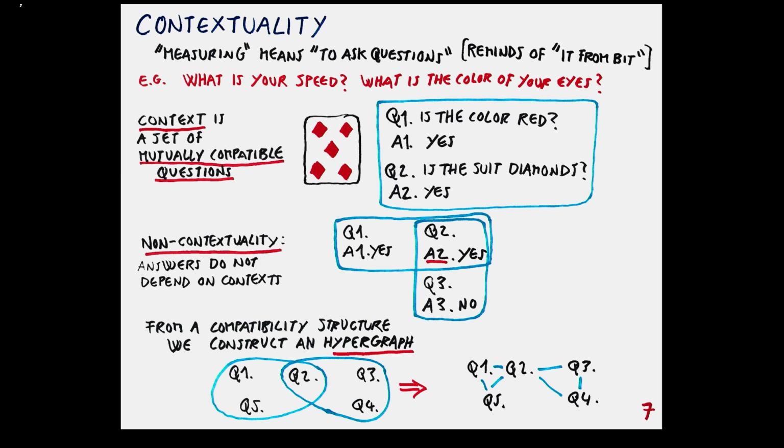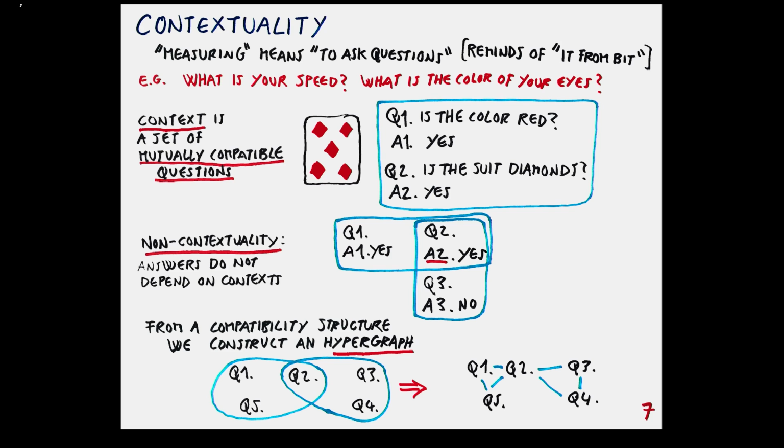So here it's a card, right? So here are two questions, Q1 and Q2. Now, is the color red? A1, the answer is yes. Is the suit diamonds? And the answer A2 is yes. So you can ask these two questions without mutual disturbance, right? So this is a context.